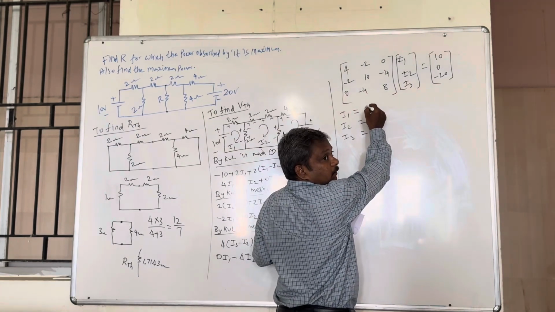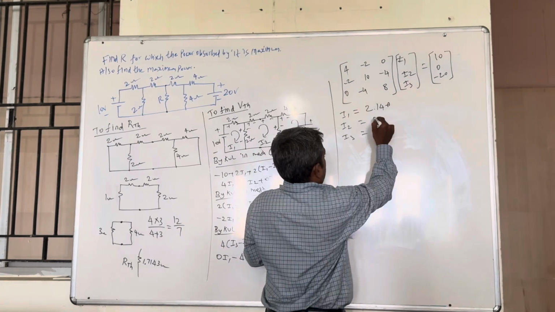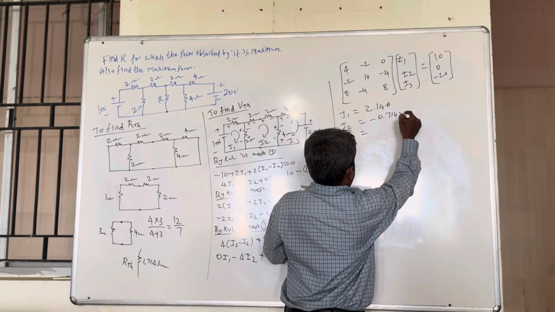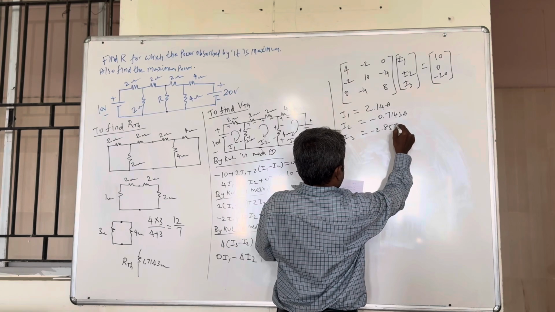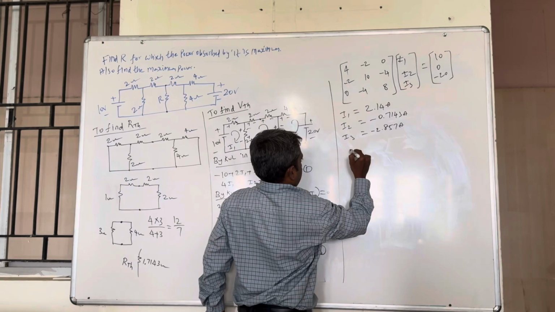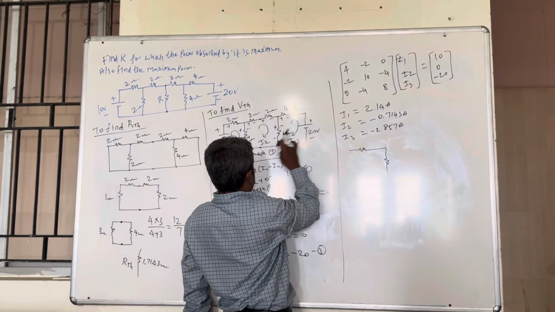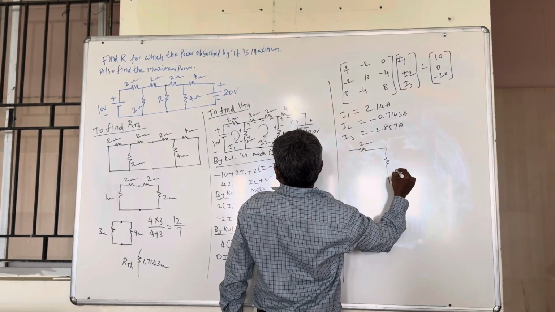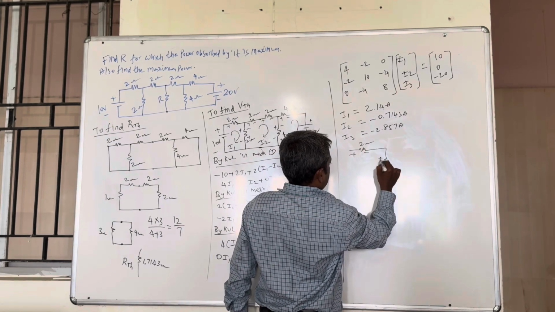I1 is 2.1..., I2 is minus 0.7143 ampere, I3 is minus 2.857 ampere. Okay, now I need this path only. In between these 2 points, 2 ohm, 4 ohm, and I have assumed a polarity like this.